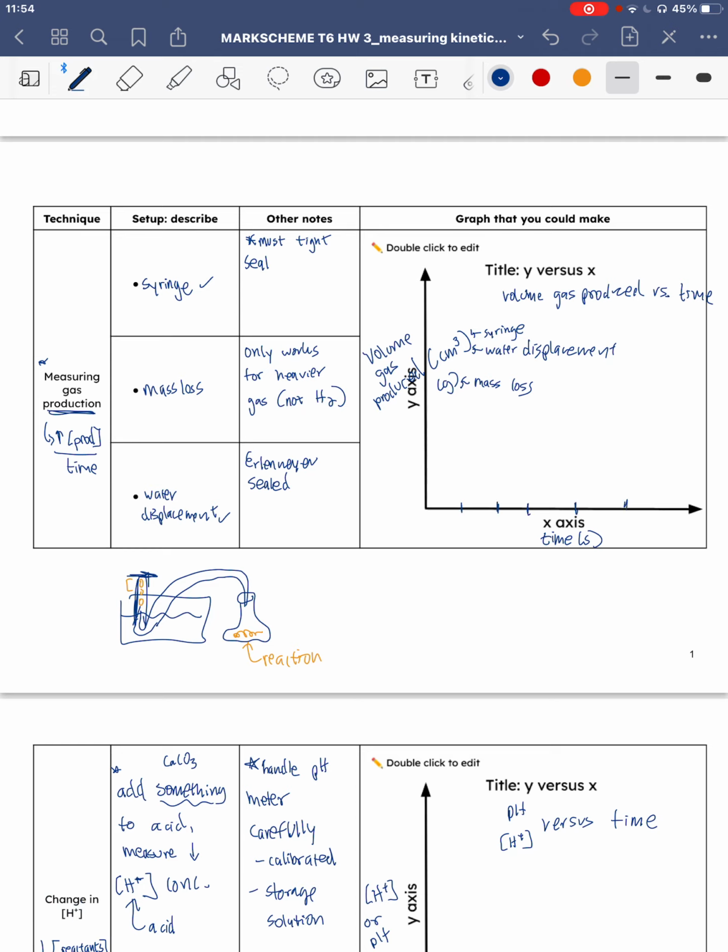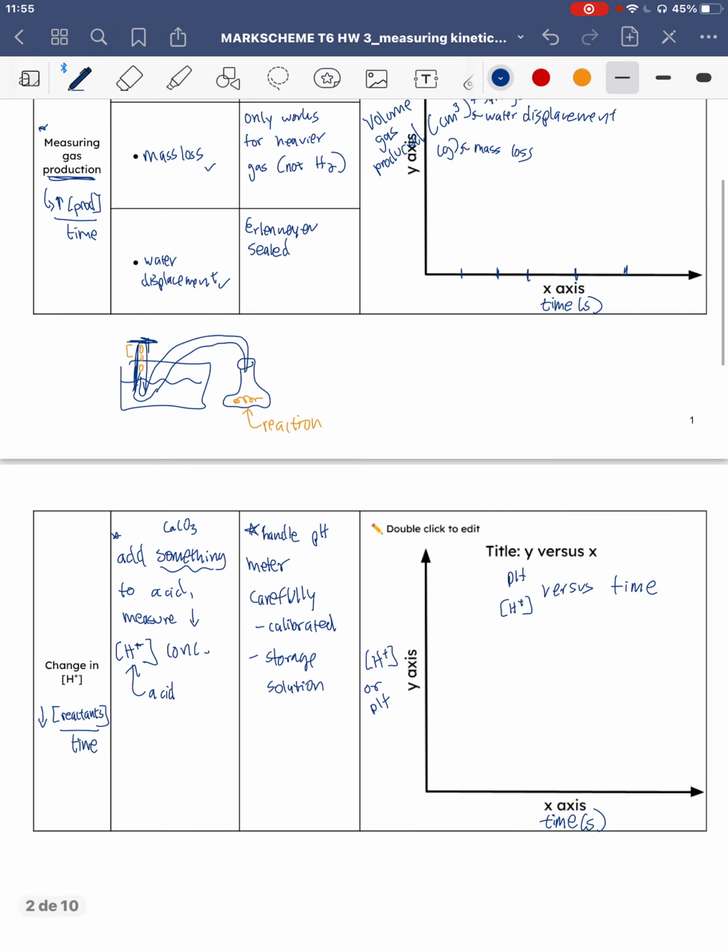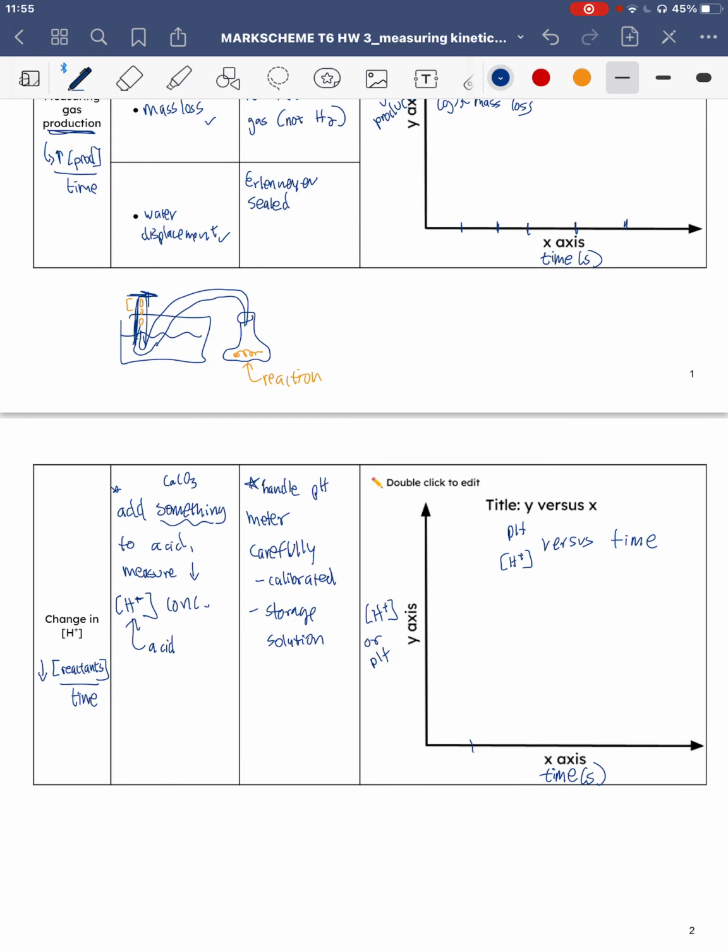For all of these methods, you're taking measurements over time intervals. So you're measuring the gas produced in the syringe at every 5 seconds, for example, or measuring the mass loss at time intervals. Water displacement, pH. So you're taking these measurements over various time intervals to produce a rate graph.